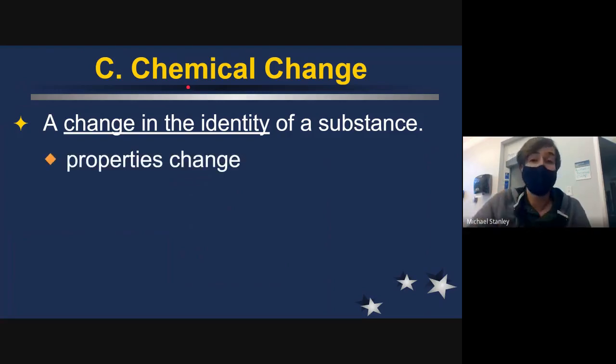So whatever this new matter is, it's going to have new physical and chemical properties, right? Because it's not the same as what we started with. It's something new. It's something different. It's something that was changed into something new.